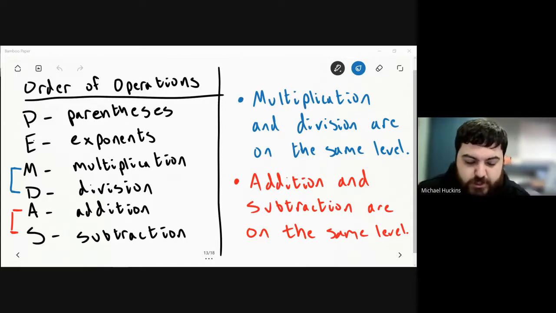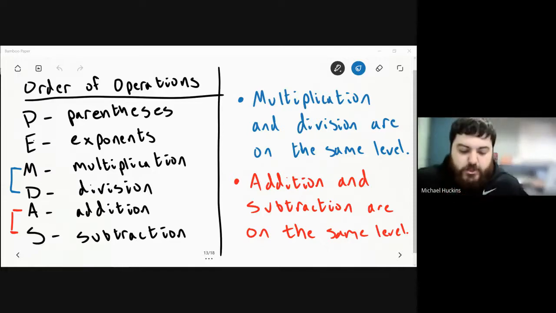Here on the left, you see the order of operations itself: parentheses, exponents, multiplication, division, addition, and subtraction, most commonly referred to by the acronym PEMDAS. There are a couple of distinctions I want to make about PEMDAS. The first is that multiplication and division are not in a different order; they're actually on the same level, so we need to keep that in mind. The second is that addition and subtraction are on the same level as each other as well.